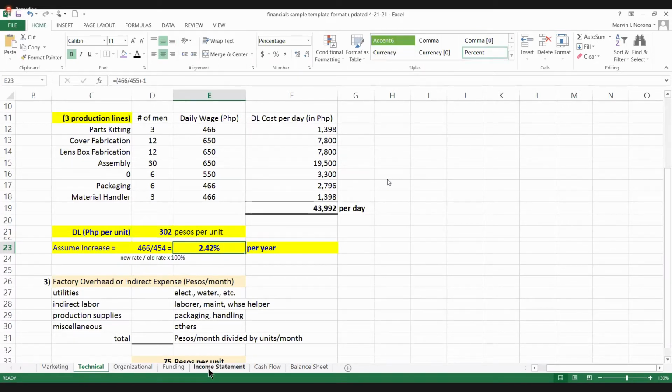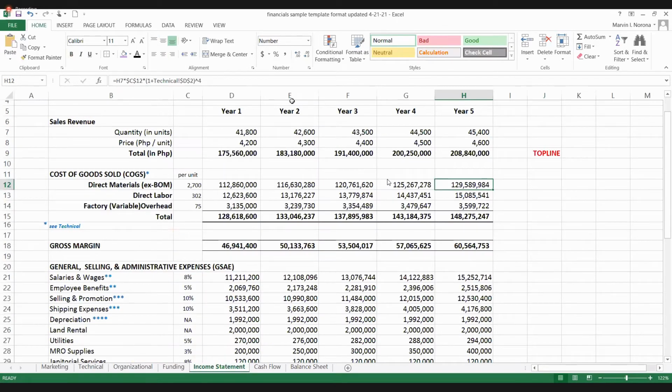So pag dinala niyo sa financials, nandito yung 302. Dito naka-built in yung 2.4% year on year. So yung 2.4, exponentially yan. Naka-apply rito over the first year. Then ito naka-apply on the first and second year para sa price. And so forth and so on.